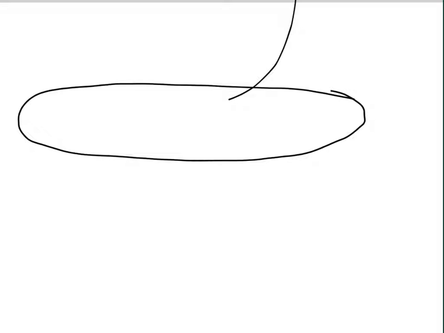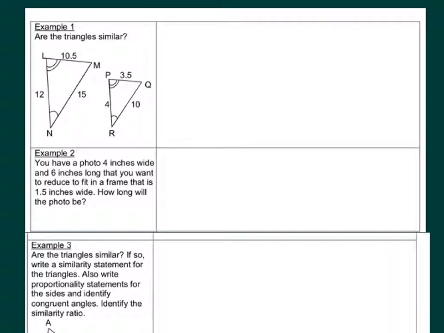So that's just something to keep in your back pocket that we may be using later. So go ahead and turn the page and let's take a look at this example. They ask, are the triangles similar? If the triangles are similar, I know that the corresponding sides should be proportional. So let's see if they are actually in proportion.